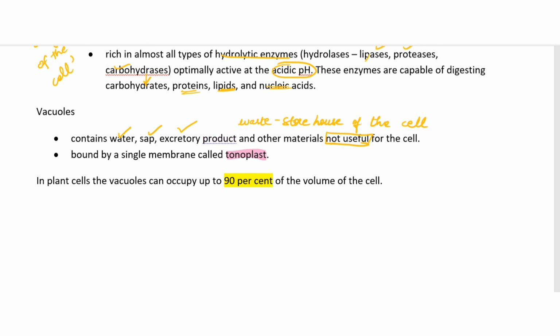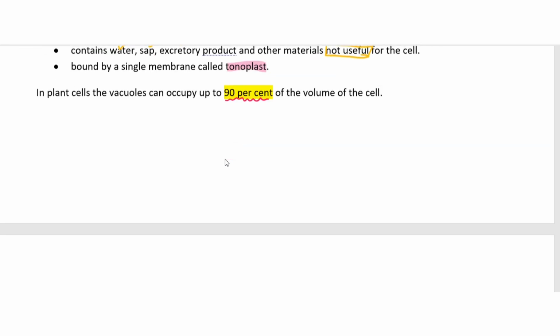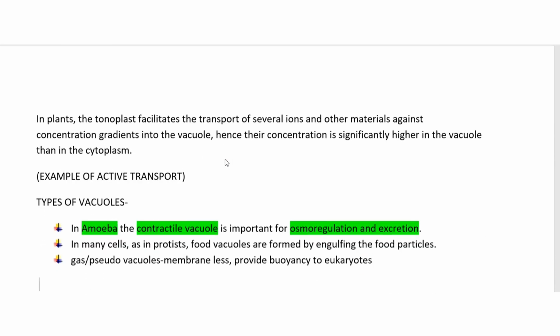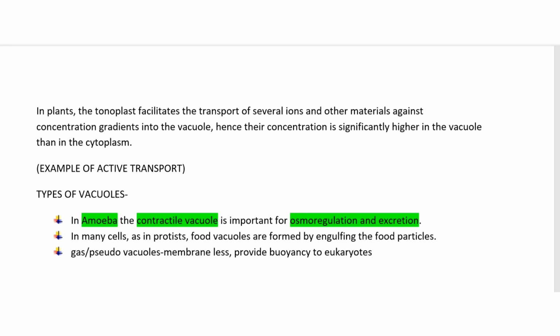So tonoplast, I told you, serves a special function. It facilitates transport. Tonoplast is just the membrane of the vacuole. So just like the cell membrane, it facilitates transport. But what kind of transport? It is active transport. Why?